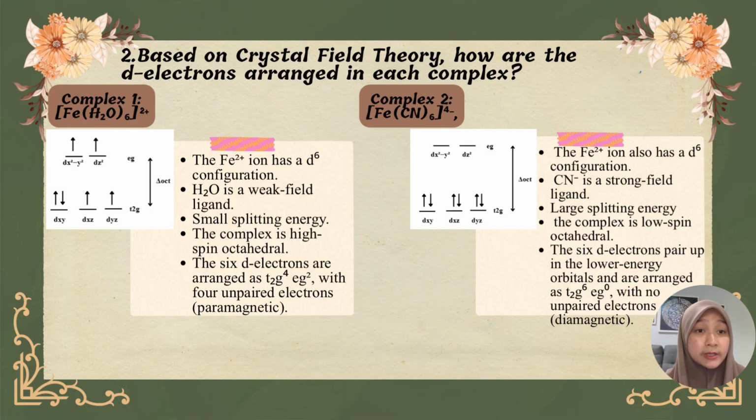The second complex is the hexacyanidoferrate(II) ion. Cyanide is a strong field ligand, so it will produce a large splitting energy. Because the splitting energy is greater than the electron pairing energy, the electrons will pair up in the lower energy t2g orbitals first before they occupy the eg orbitals. As a result, the electron arrangement is t2g6 eg0 with no unpaired electrons. This makes the complex a low spin complex, and it is diamagnetic.